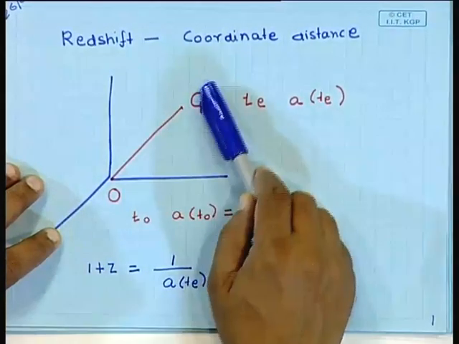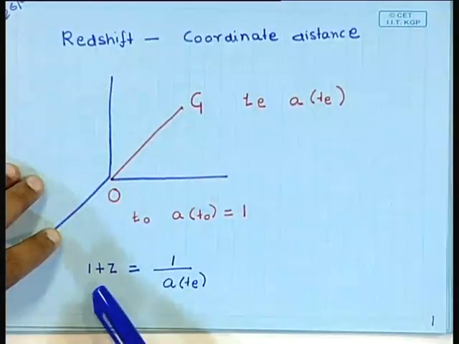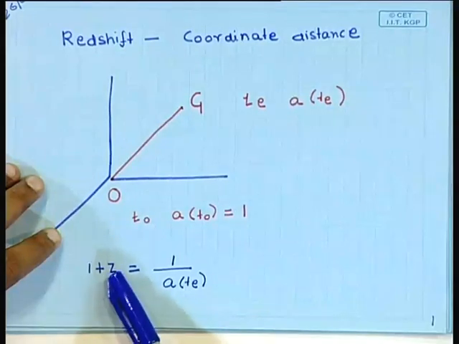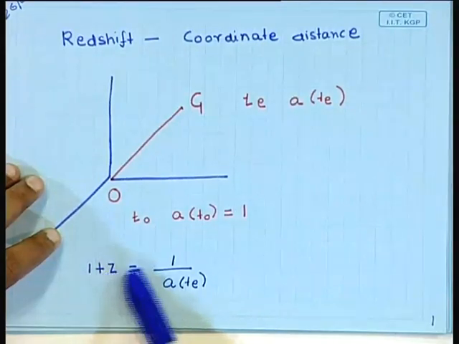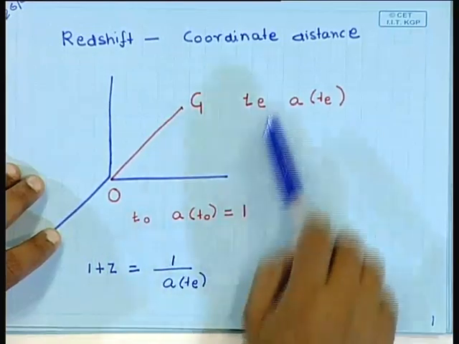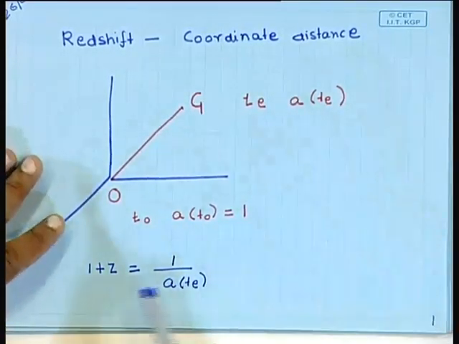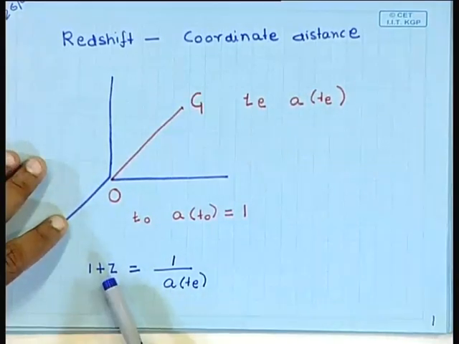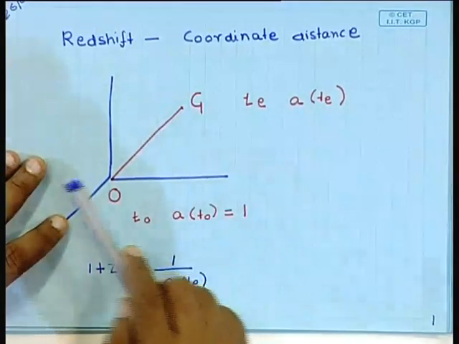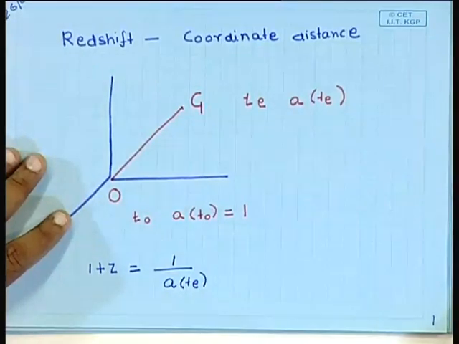The radiation from here will be observed at a redshift 1 plus z, where z is the redshift, which is 1 by the scale factor when the light was emitted. Now, the problem that we have been considering is to determine the distance in terms of the redshift. The redshift is what is usually observed directly. We would like to determine the distance as a function of the redshift.